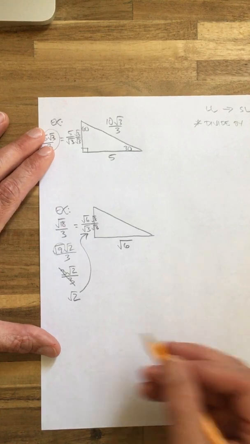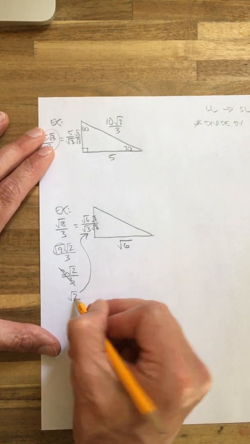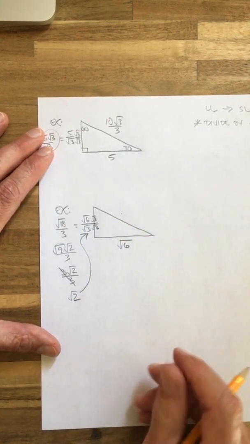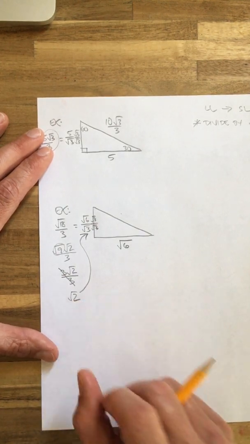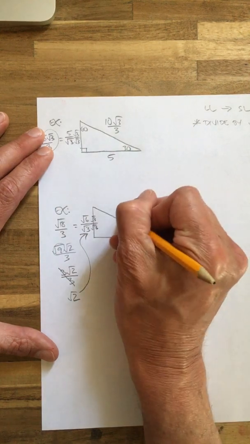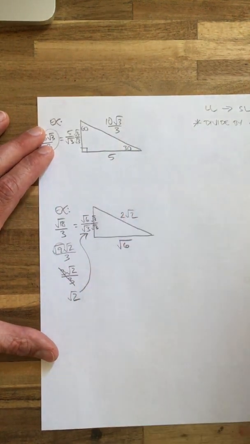Okay? And now all we have to do to go from the short leg to the hypotenuse is what? That's right, you times by 2. So radical 2 times 2. You guessed it, 2 radical 2.